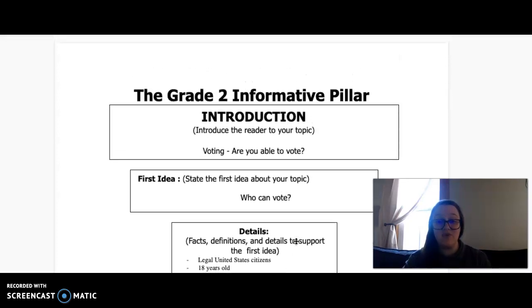So if you would like to write about voting with me, go ahead and use the pillar that I've attached in the learning plans, and happy writing.